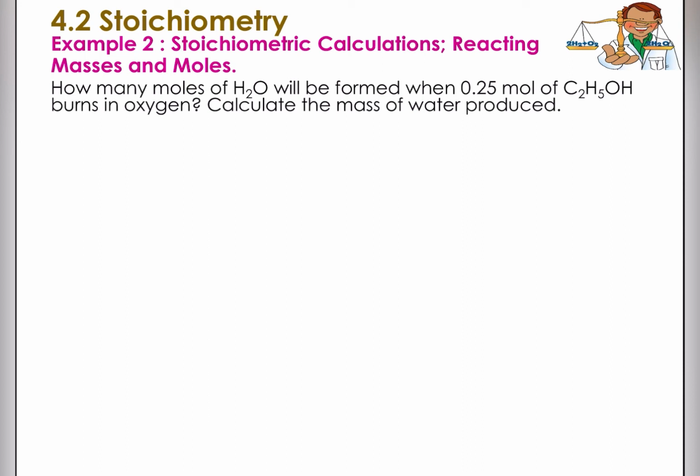So, I got here, apa yang saya tahu, how many moles of H2O will be formed. So, maknanya H2O akan berada di bahagian produk. And then, saya ada 0.25 mole of C2H5OH. Ini adalah ethanol. Dia burns in oxygen. So, maknanya saya faham ethanol dan oxygen reacts together as my reactants. So, saya ada C2H5OH plus O2. And the next one, saya nak hasilkan H2O sebagai saya punya produk.